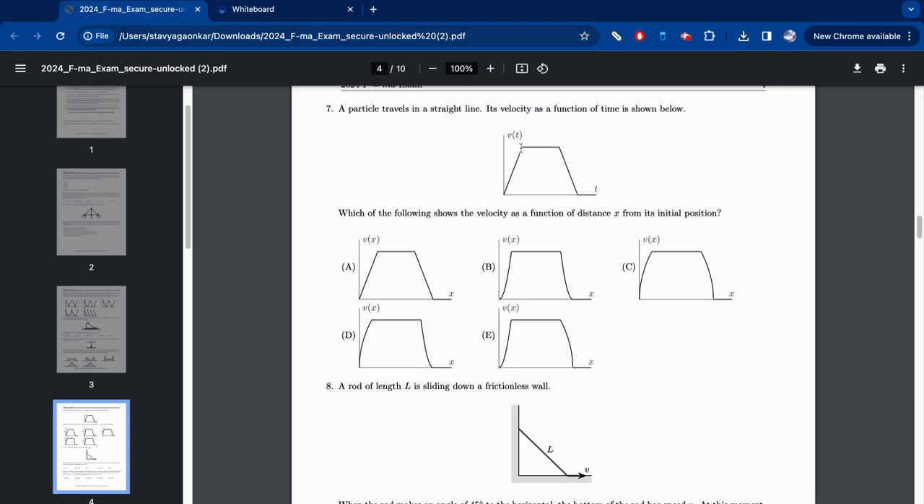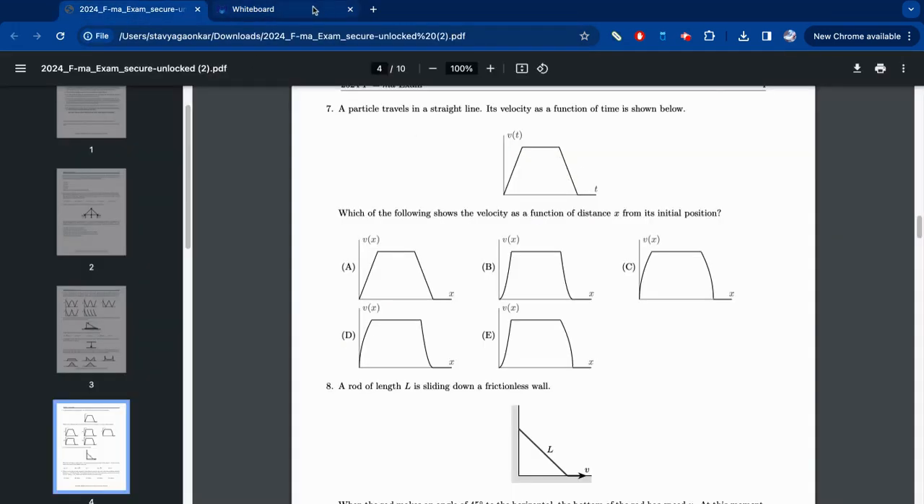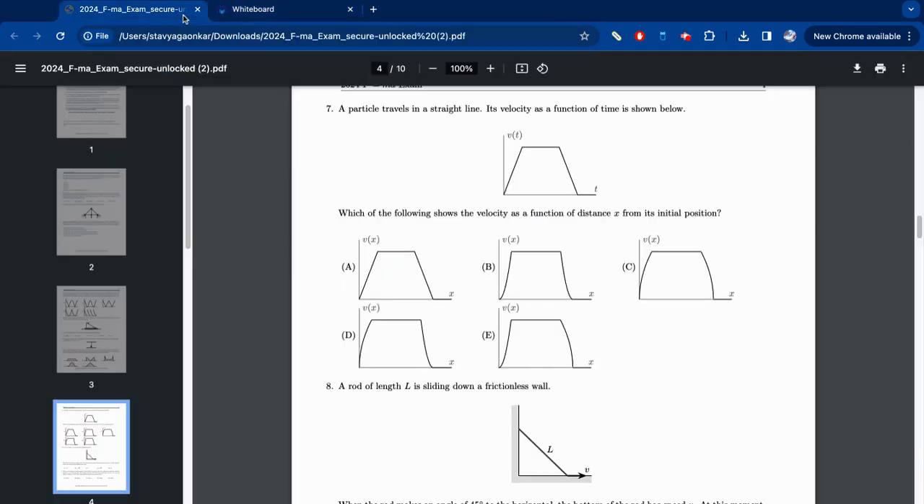Now dv over dt is 0, and v is constant. Since this is 0, we know that dv over dx is also 0, so the derivative is also 0 here. And then at this end, again, dv over dt is constant, but v is decreasing, which means that over time, we want the derivative to start at a lower value and then increase over time. So that means our answer should be C.